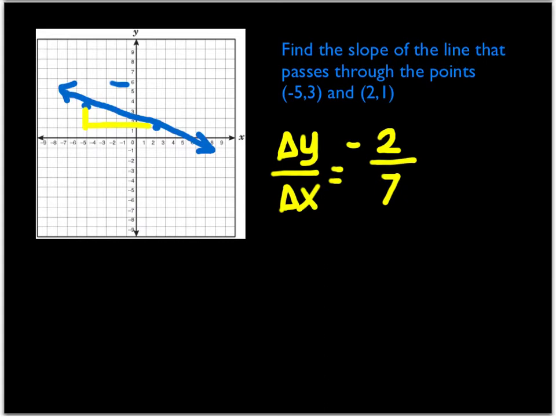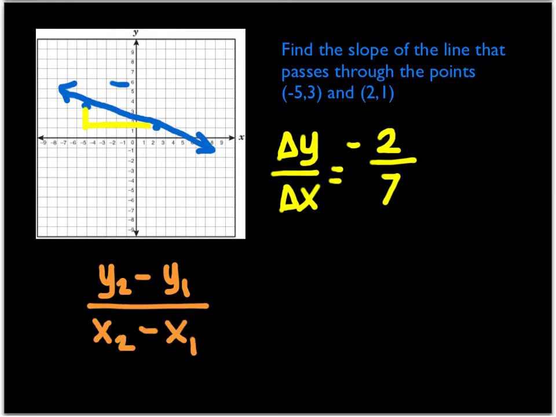Now if you wanted to use that other definition of y2 minus y1 over x2 minus x1, you could do that. So let's look at my 2 points. I'm going to say this one here is my x2, y2, and this is x1, y1. So if I did that, y2 minus y1 over x2 minus x1. By the way, it is important that this order stays like that.